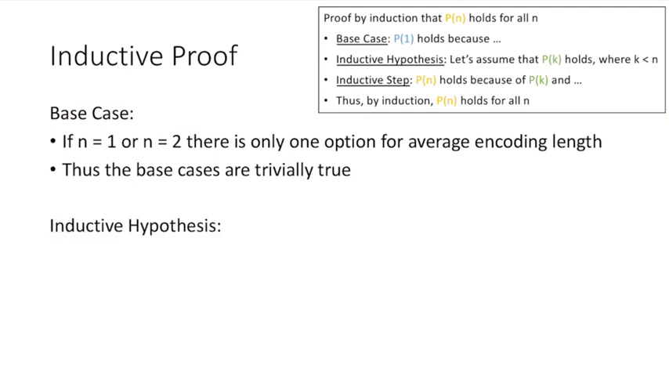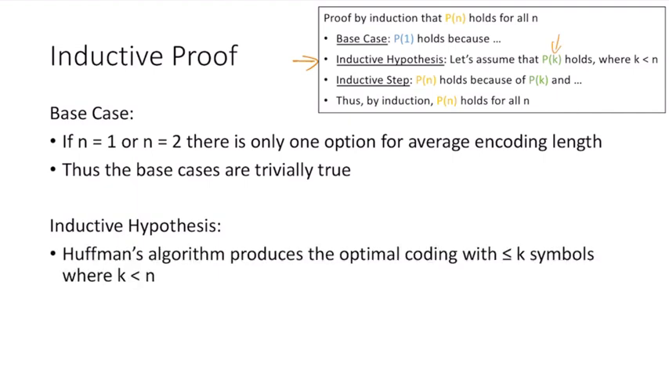Our inductive hypothesis. We need to state something about what happens if we have fewer than n elements. So we'll say that Huffman's algorithm produces the optimal encoding when we have less than or equal to k symbols, where k is strictly less than n. Finally, we have our inductive step, where we have to say what we are actually doing in code and how that relates to what we're trying to prove.